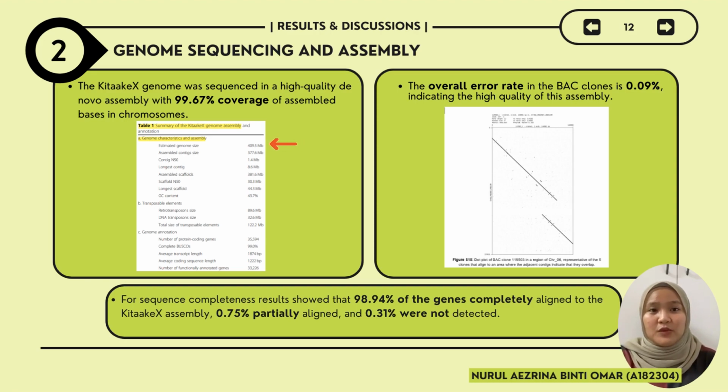And for the assembly sequence completeness, the BLAT result shows that 98.94% of the genes completely aligned, 0.75% partially aligned, and 0.31% were not detected in the KITAAKEX assembly. And the overall error rate in the BAC clones is 0.09%, indicating the high quality of the assembly.